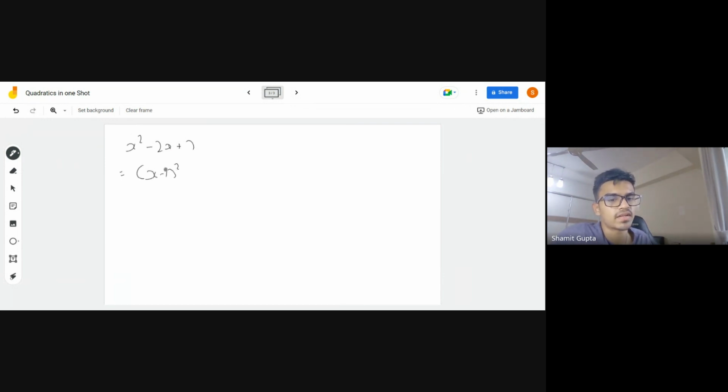This will give me x squared minus 2x. Then there's a plus 1 because of this. I wanted x squared minus 2x, I got x squared minus 2x plus 1. So I minus that 1 off, and then I add the 7 as usual. Simple, it gives me x minus 1 squared plus 6.